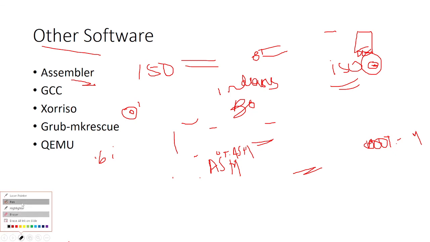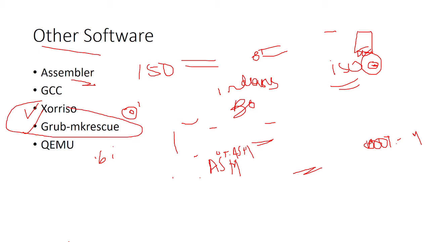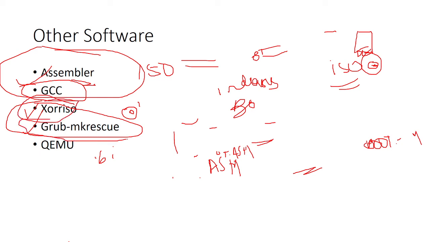Now, how to download these tools? You might think I can install GCC, simple, MinGW 64 and whatever, MinGW. You can install MinGW obviously. But how can I install XORRISO and GRUB make rescue? This is basically how to download these things.